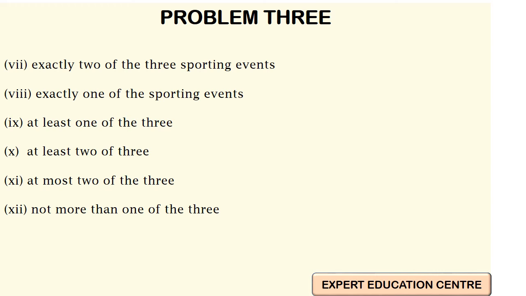Number 8 says exactly 1 of the sporting events. This refers to those that watch just football, just basketball, and just tennis. And then number 9, at least 1 of the 3 will be made up of those that watch football only, basketball only, tennis only. That's 1 category. They will add up those that watch exactly 2 of the events: football and basketball, football and tennis, tennis and basketball. And then those that watch the 3.